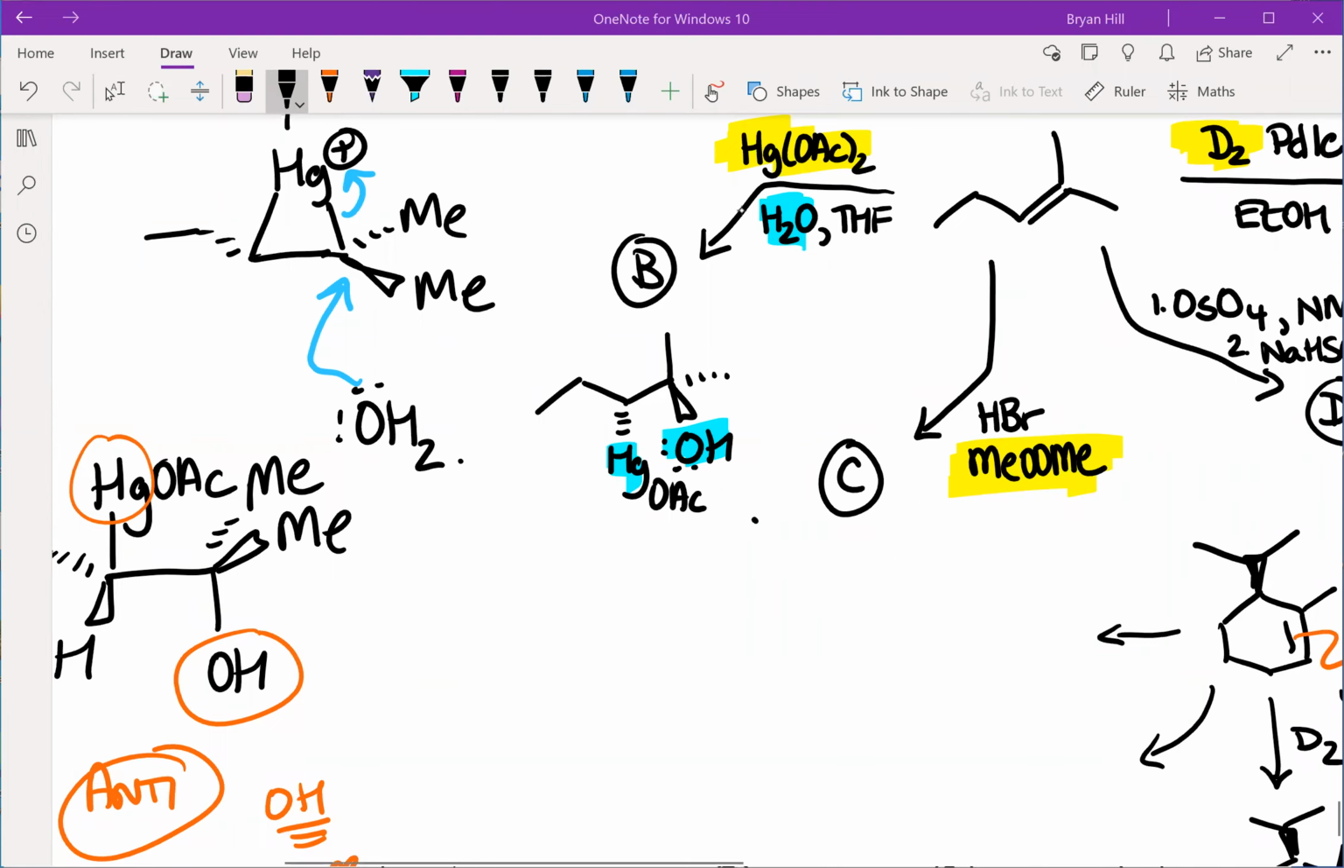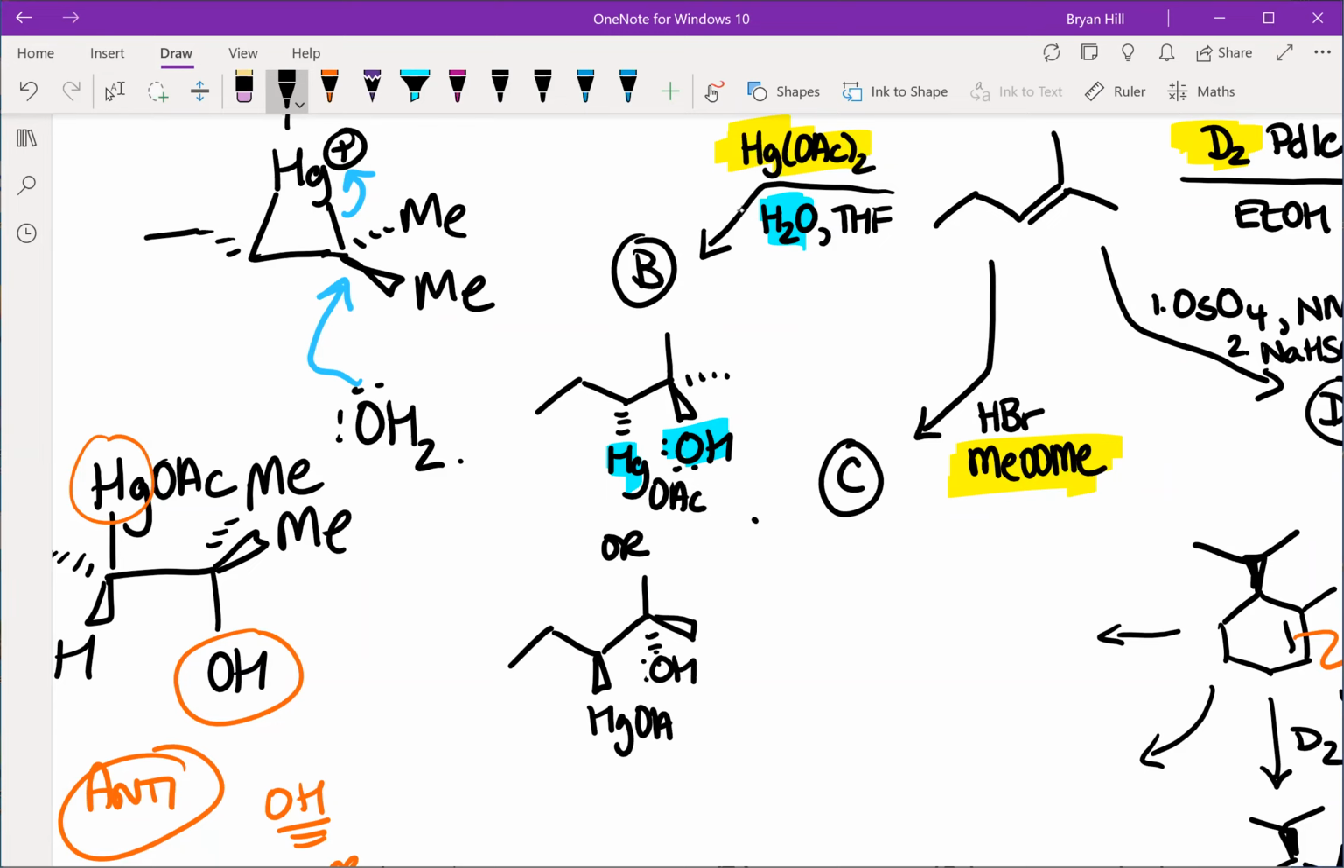Yeah, so there's two different products. There's two enantiomers here, really. There's this product, or it's the other one where you've got the mercury forward and the OH backwards. So the two enantiomers are the two possible products here. But the key point is that the two of them are on opposite sides.